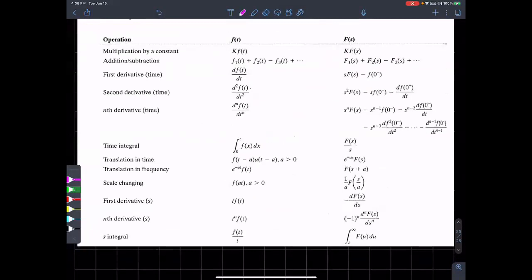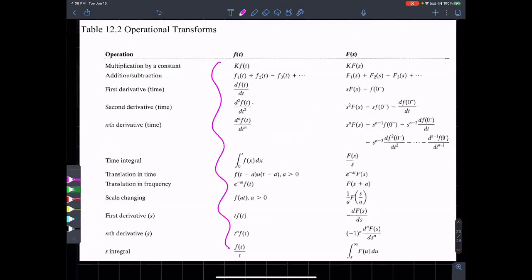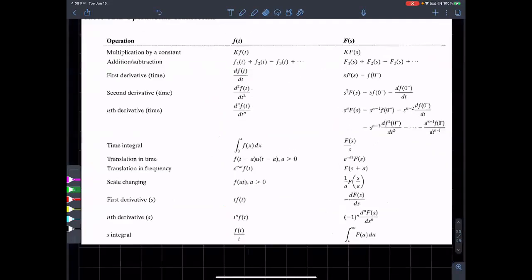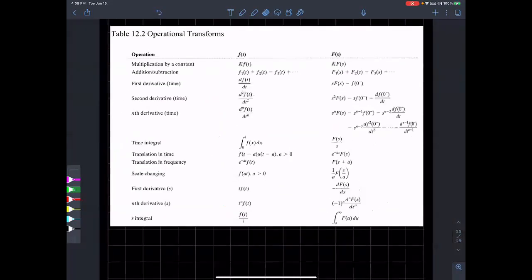But then you will see me using this table. This is 12.2, operational transforms. Okay, when you take a function f(t) and perform some derivative operation on it, how does its Laplace transform change? Okay, that's how far we discussed in the last class.